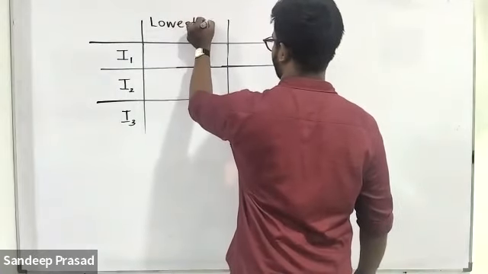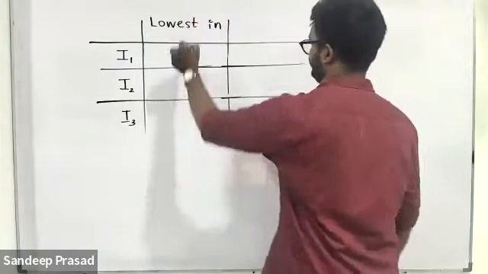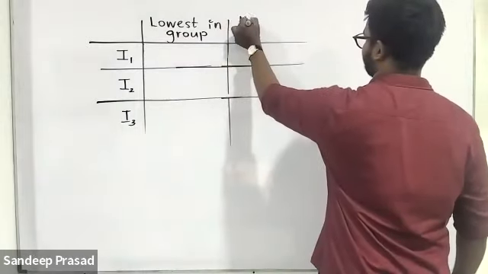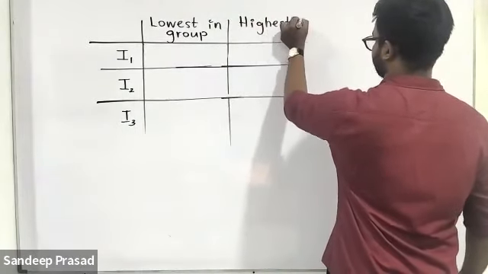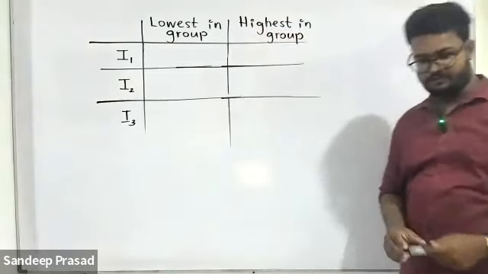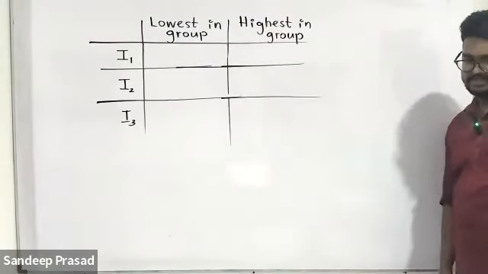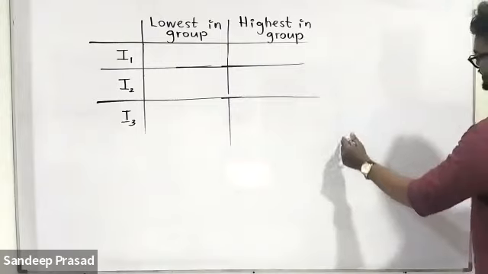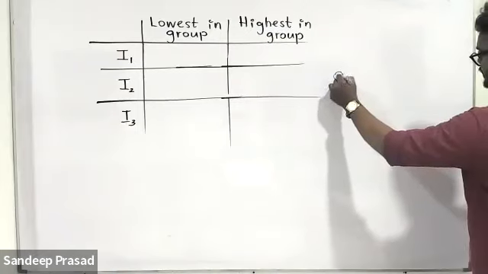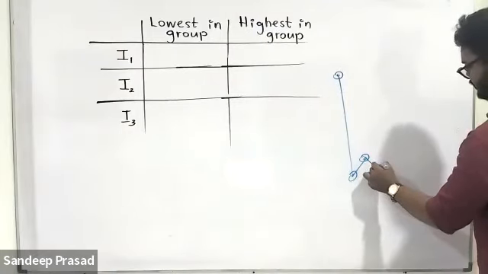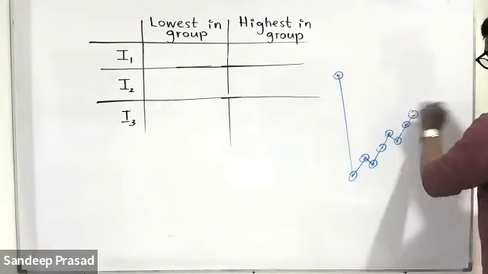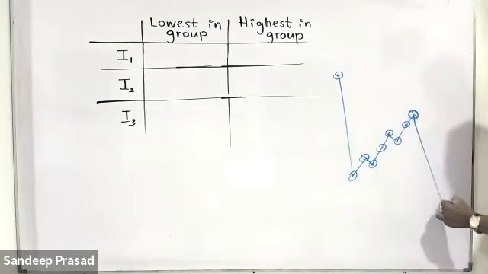Lowest in group, highest in group, right? Now carefully, I need the correct answers. When you draw the ionization energy graph, except hydrogen and helium, this is the way. Okay, let's include helium also. Helium, lithium, beryllium, boron, carbon, nitrogen, oxygen, fluorine, neon. So likewise, you should be able to draw this one quickly, right?